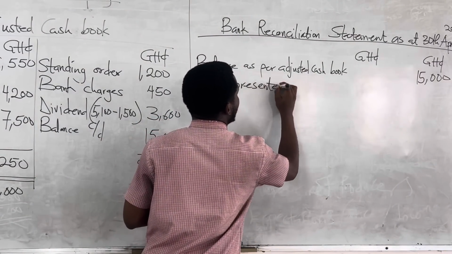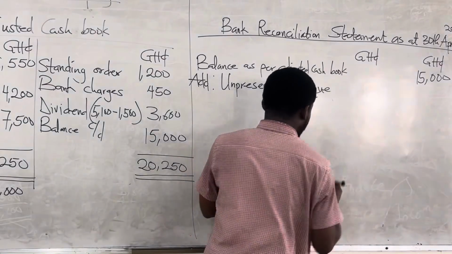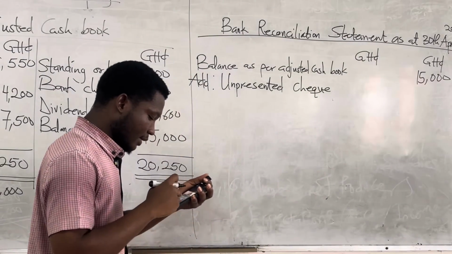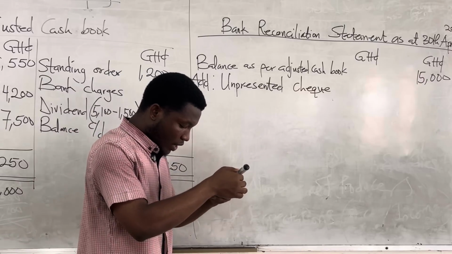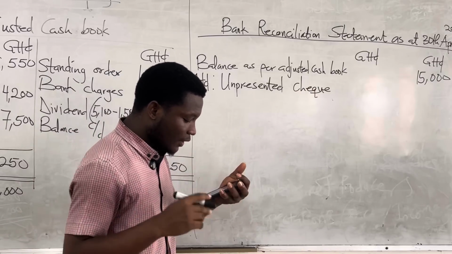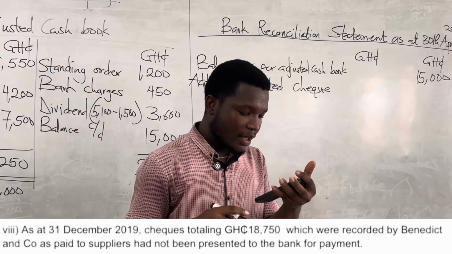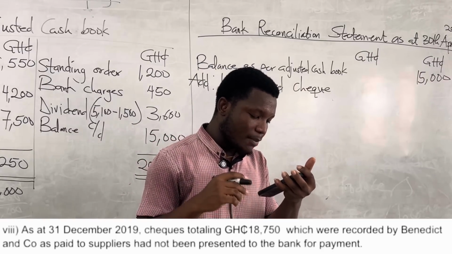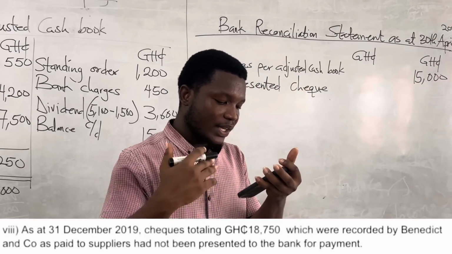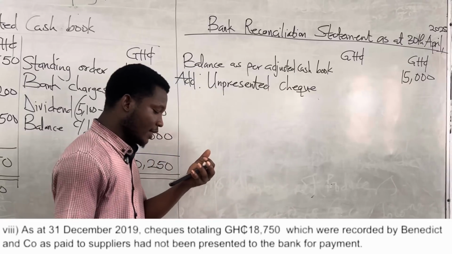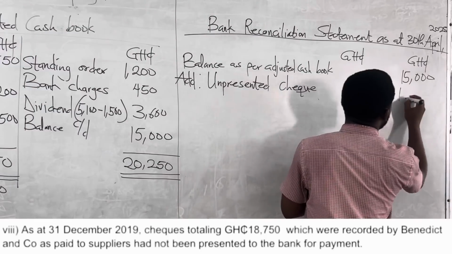Unpresented checks. In the question, you go through it, and the last one says, as at 31st December 2019, checks totaling 18,750, which were recorded by Benedict and Co. as paid to suppliers, had not been presented to the bank for payment. So it's 18,750.